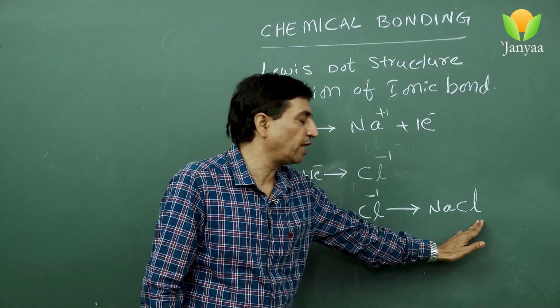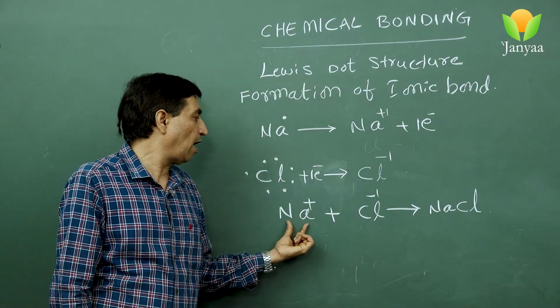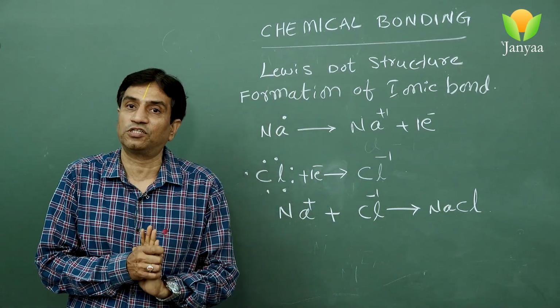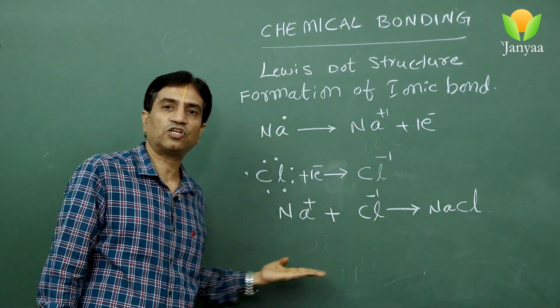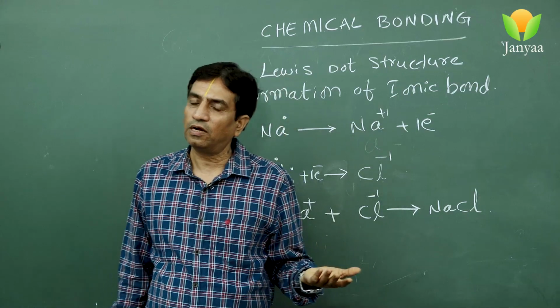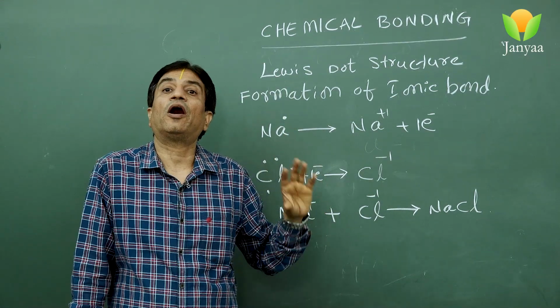In this chemical bonding, in the formation of sodium chloride, ions are bonding due to the electrostatic forces. That is what is called an ionic bond. This is the best example of an ionic bond. Not only sodium chloride, but magnesium chloride and aluminum chloride are also good examples of ionic bonds.